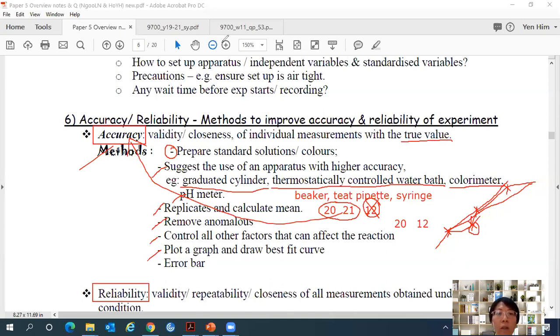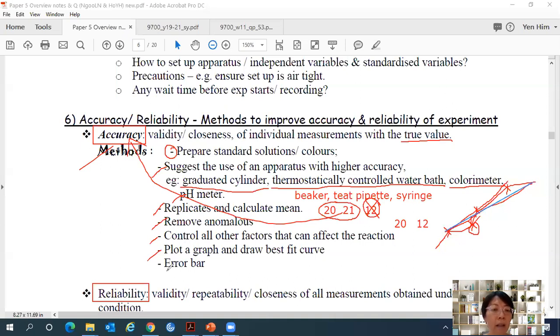When you have the best fit curve, whatever points fall on it will be more accurate. Let's say this blue line is the best fit. Whatever points fall on it will be more accurate than any points on the red line. So, best fit curve.